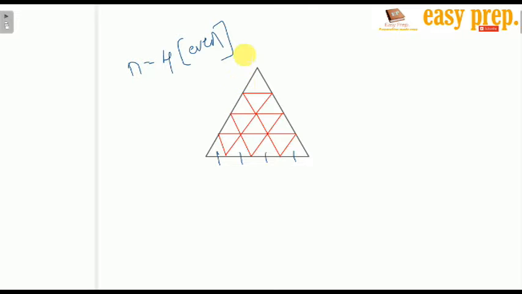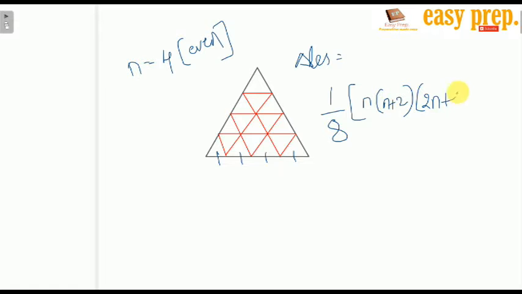For an even number of base triangles, the formula is: number of triangles equal to 1 by 8 into n into n plus 2 into 2n plus 1.